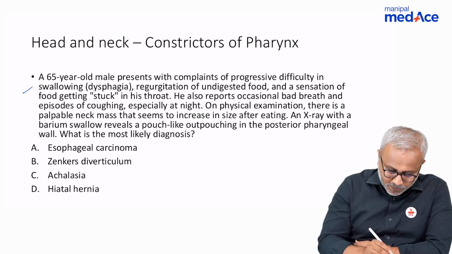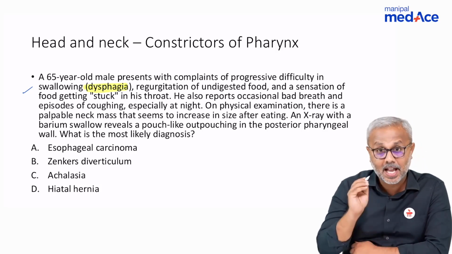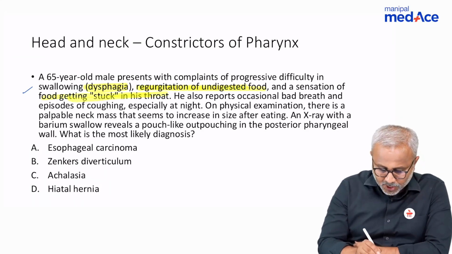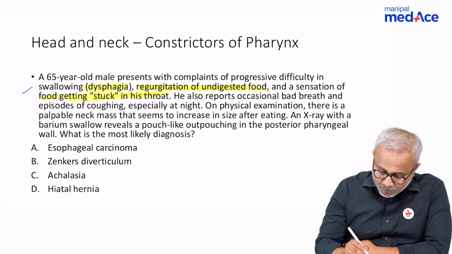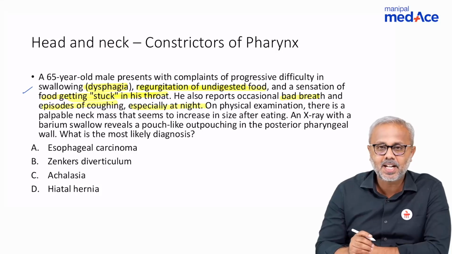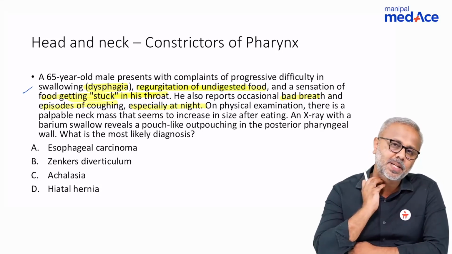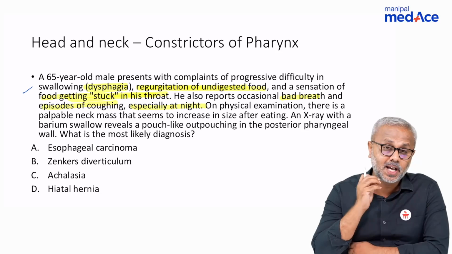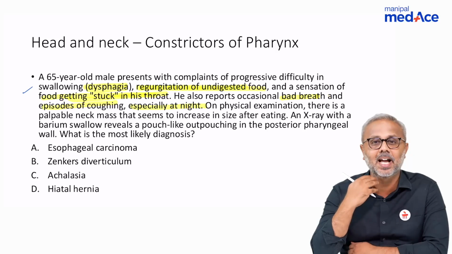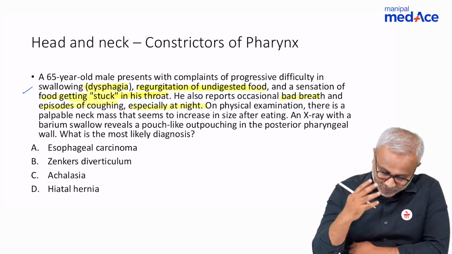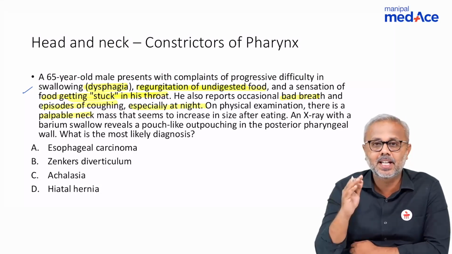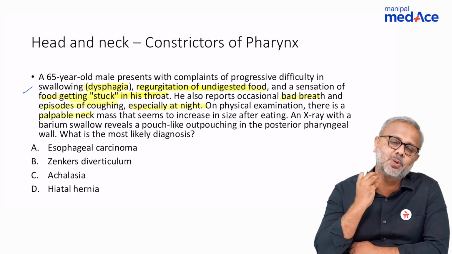Now there is progressive difficulty in swallowing or there is dysphagia and there is regurgitation of undigested food and sensation of food getting stuck in the throat. Then there is report of bad breath and episodes of coughing, especially at night, right? So all these point towards a diverticulum which is basically compressing on the pharynx as well as causing regurgitation of food resulting in bad breath or foul smelling breath and then possibly even vomiting. Then on physical examination there is a palpable neck mass which increases after eating, again reiterating the fact that this could be a diverticulum.